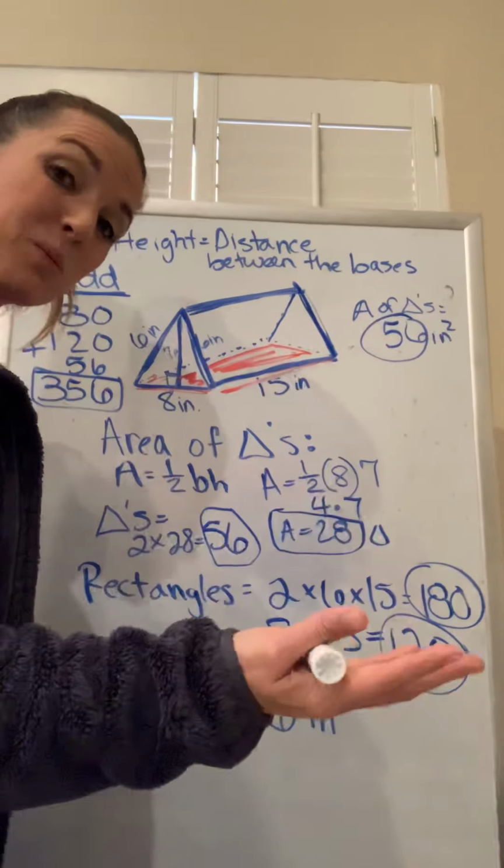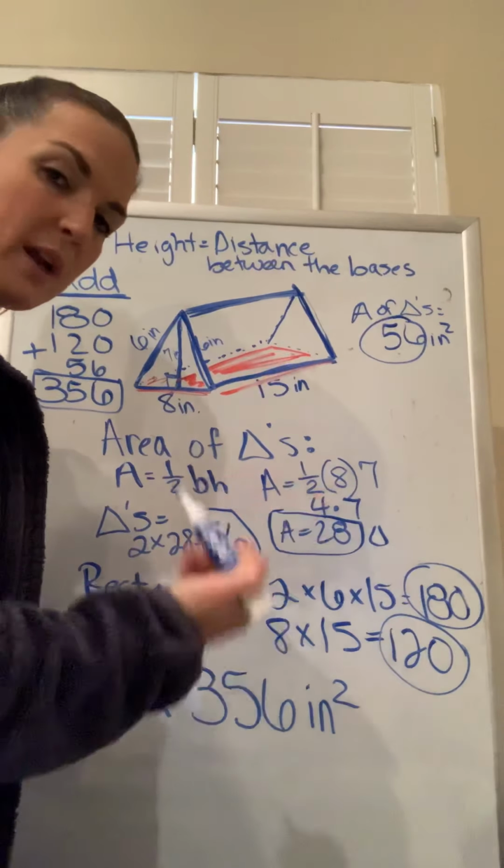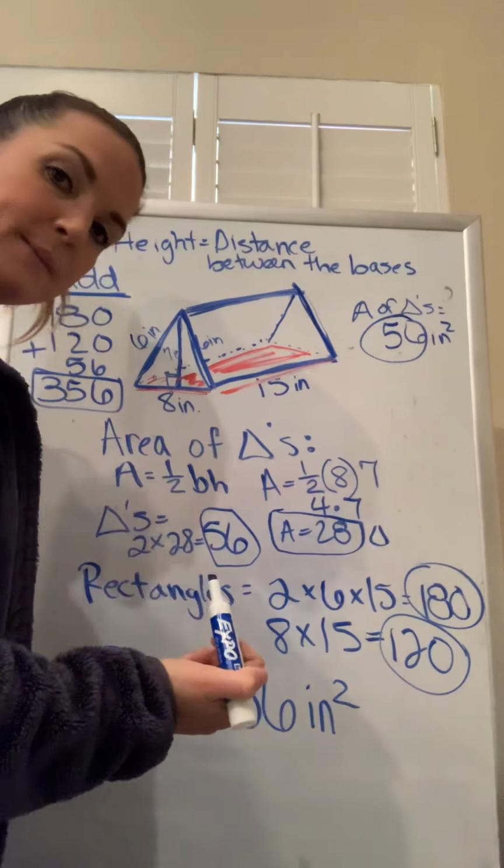So if it was a rectangular prism, you would have 6 faces. You'd add all 6 faces together, okay? So right now you're just doing triangular and rectangular prisms.